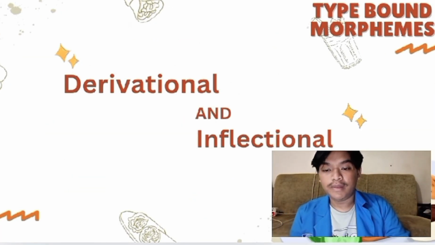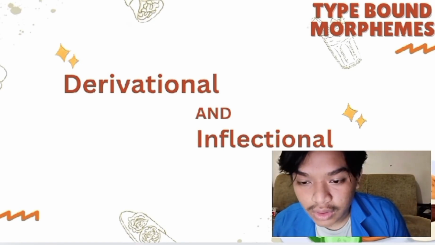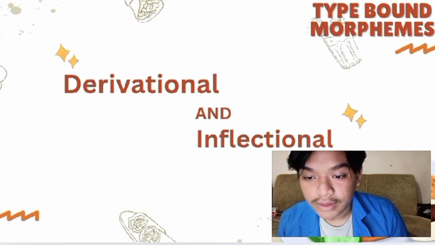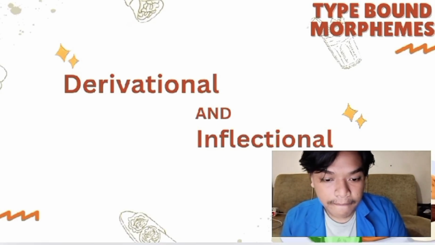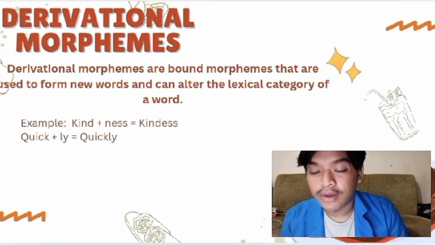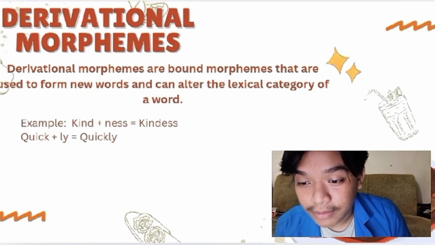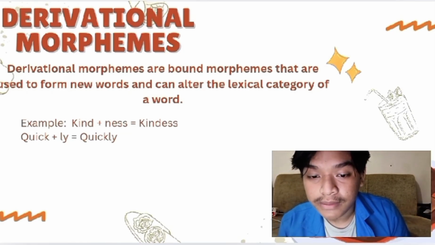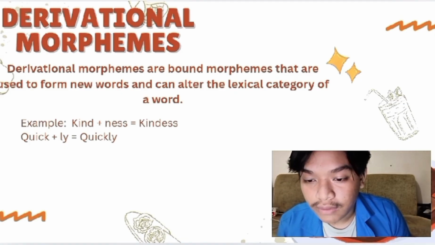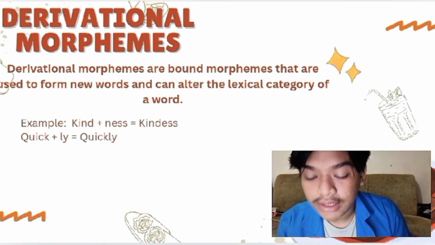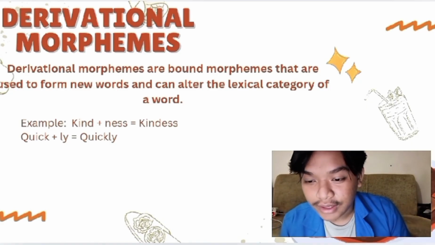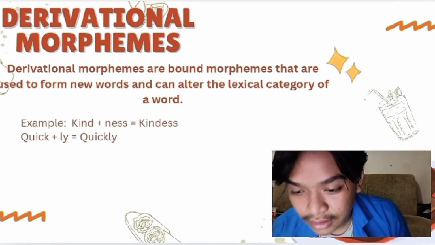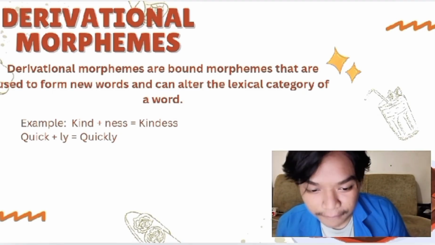Types of bound morpheme. There are two types of bound morpheme. The first one is derivational and the second is inflectional. Derivational morphemes are bound morphemes that are used to form new words and can alter the lexical category of the word. For example, kind plus ness is kindness, quick plus ly is quickly.